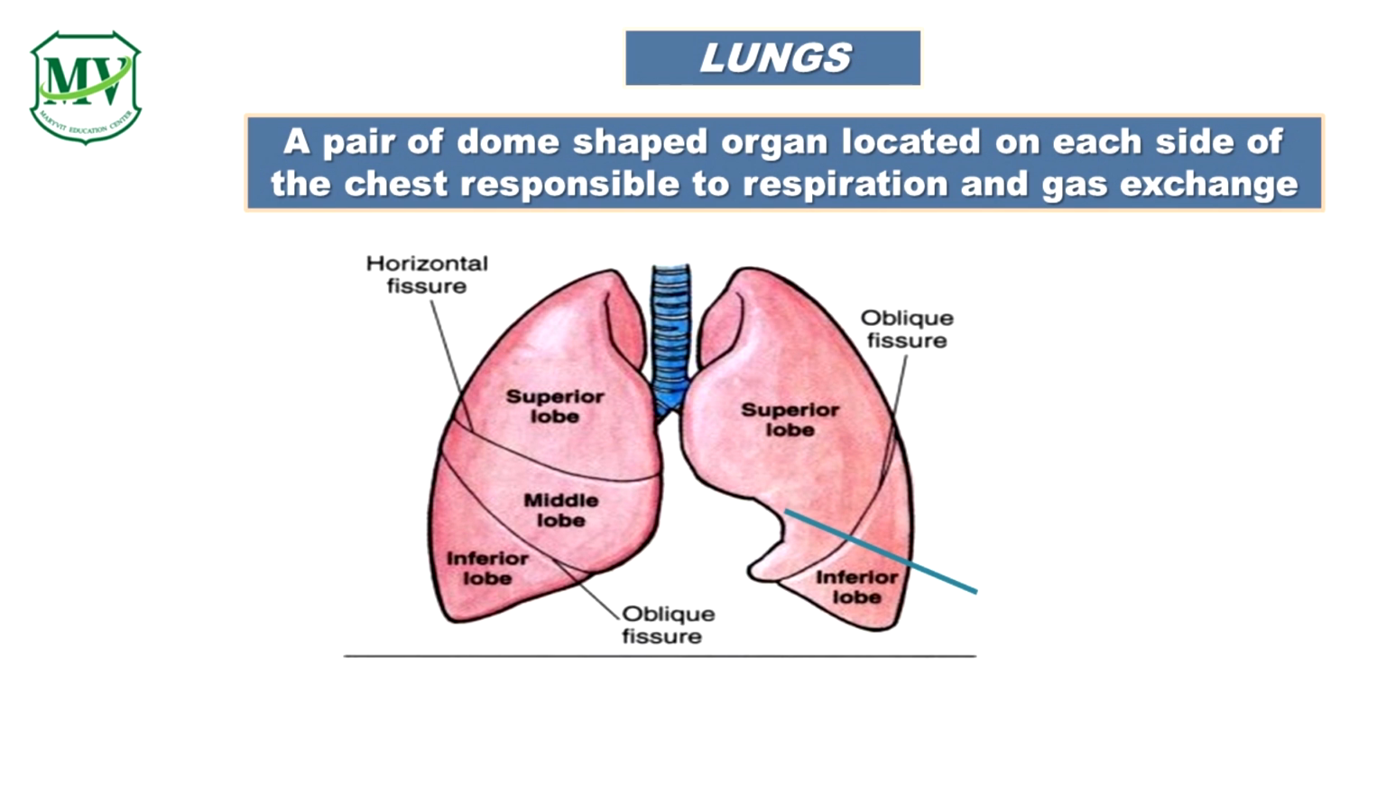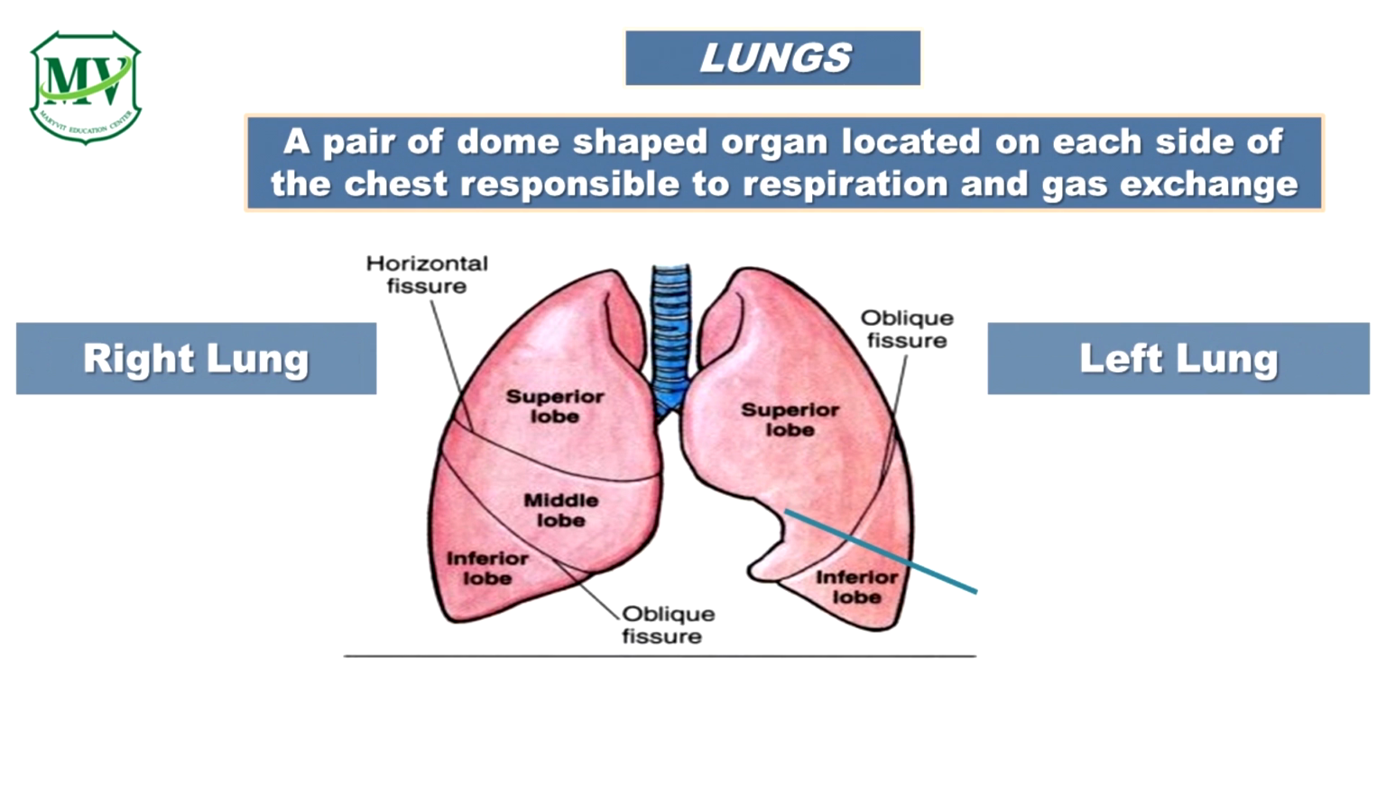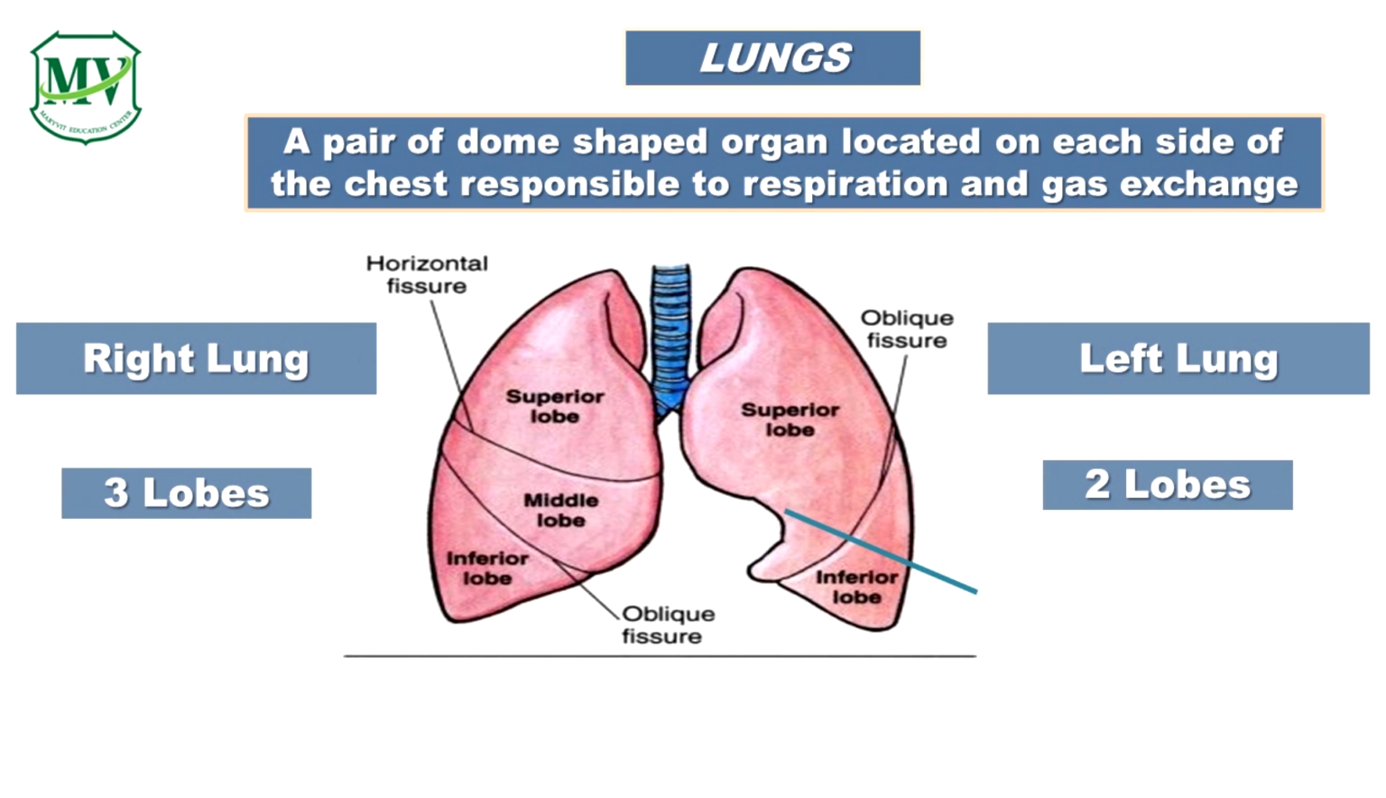The main organ for respiration are the lungs. These are sponge-like dome structures in the respiratory tract, enabling pulmonary ventilation. It has 2 divisions, the right and the left lung. The right lung has 3 lobes compared with the left lung that has 2 lobes. The left lung has a cardiac notch for the heart.